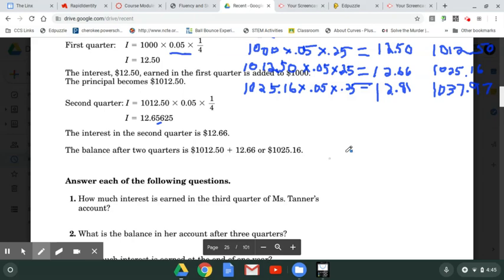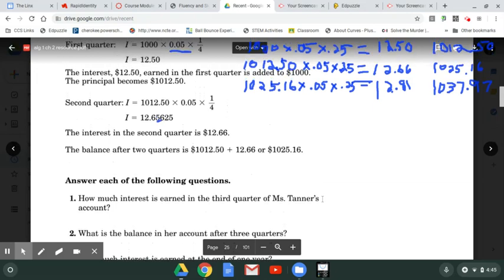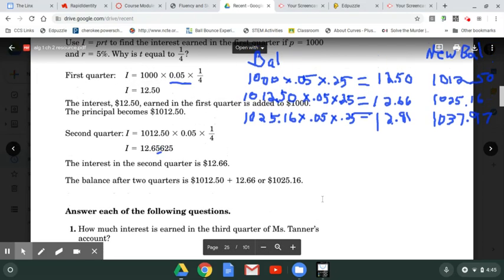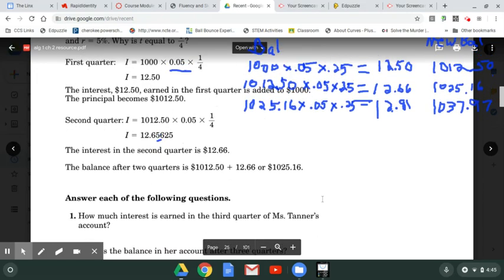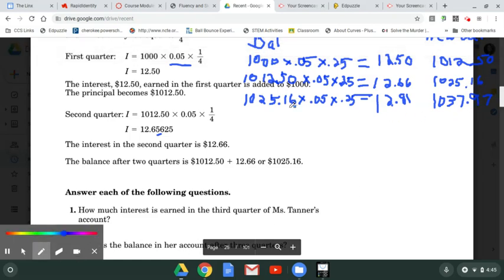Okay. So now we're going to do the end of the year. Okay, that's the next question. How much interest is at the end of the year? Okay, so we're going to go. So the end of the year, we bring the new balance over, and we do the same calculation.